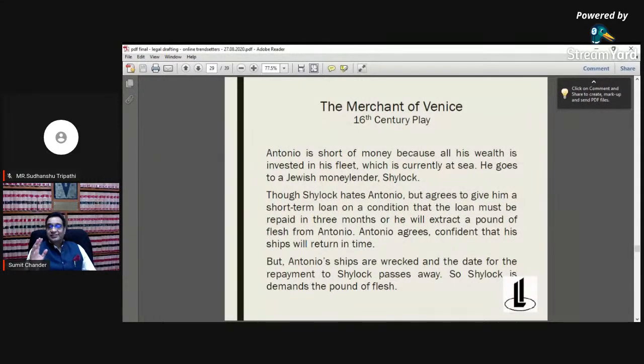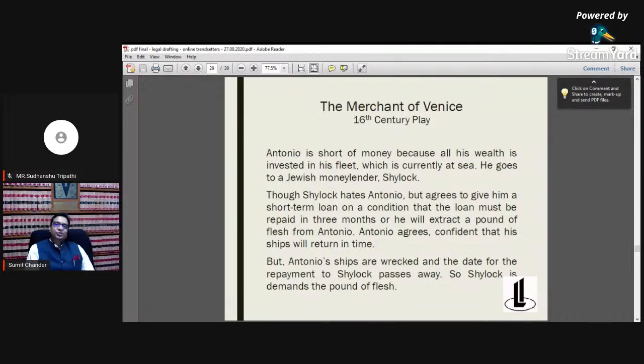It's a 16th century play by Shakespeare. What had happened in this, and I'm sure many of you would have read it also. In this story, what had happened was Antonio was short of money because all his wealth is invested in his fleet, which is currently at sea.